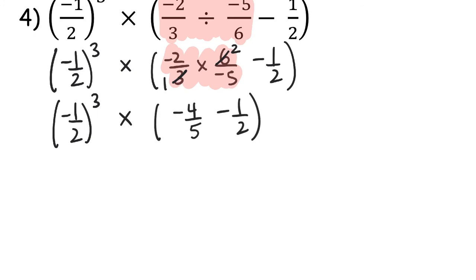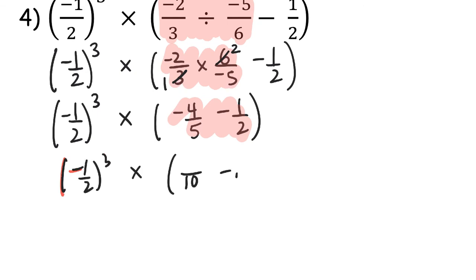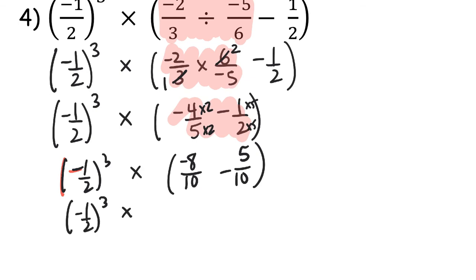Okay, still working on that bracket. I've got a subtraction question in there. Oops, got a red pen. -1/2 cubed times, so I need common denominators here, so I'm going to make these into tens. So 5 times 2 is 10. 4 times 2 is 8. Multiply the other side by 5. So I've got -1/2 cubed times -8 take away 5 is -13/10.